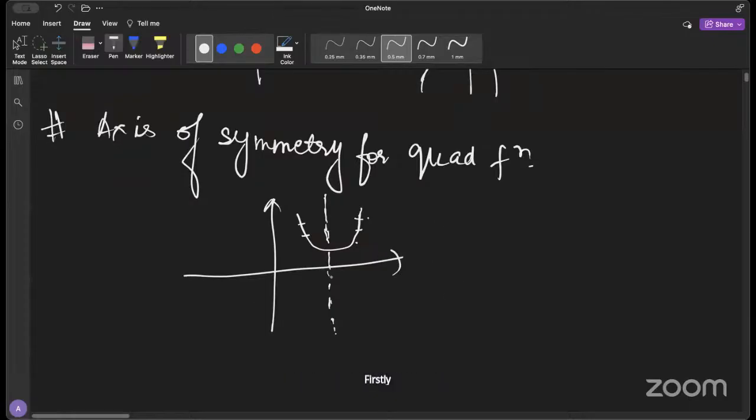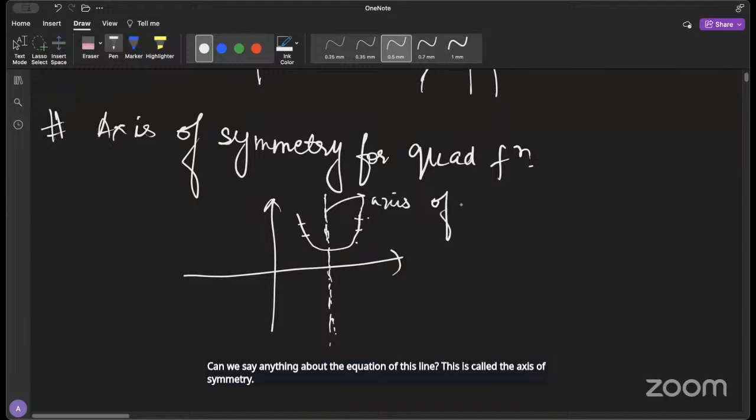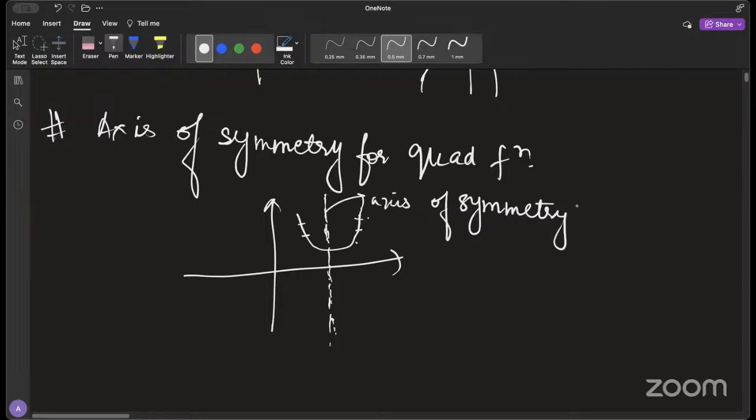Firstly, what should it look like? This is a line parallel to the y-axis. So what do you think should be the equation of this line? Can we say anything about the equation of this line? This is called the axis of symmetry. Yeah, so the form will be x equals a, where a is any constant. It's not the same a as the one that we wrote in the quadratic equation.